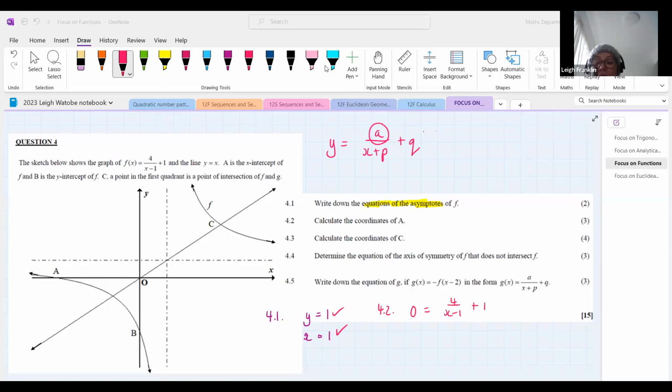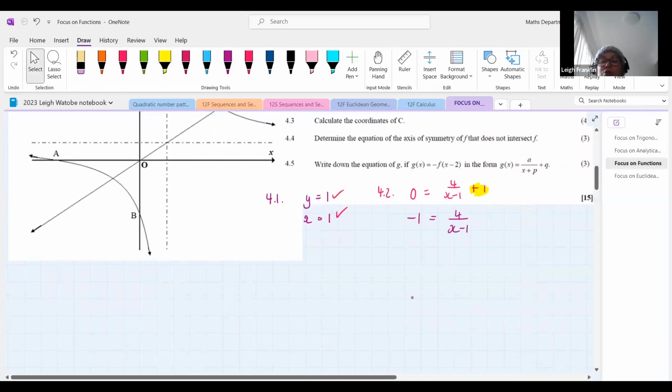Okay. Now, this year with my grade 11s, I said to them, this is the only way I want you guys to do this. I taught them, and I'm sure Mr. S teaches you grade 11s the same way, and your teachers at school: take that Q value over to the other side and change its sign, and then cross multiply. It is the easiest way to solve for x.